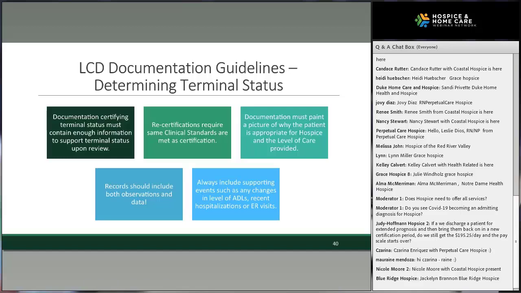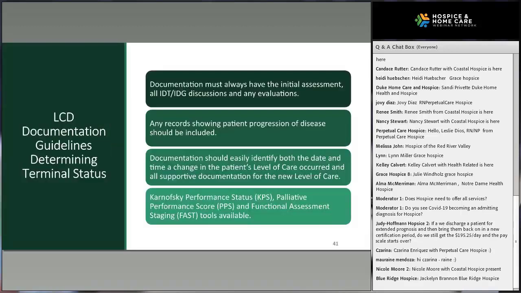Records should include both observations and data. Always include supporting events such as any changes, especially in the level of ADL activity and what a patient is able to do. If there has been a hospitalization or an ER visit, which we do know can occur while a patient is on service. We try to discourage ER visits, but that does happen now and then. So it's important to pay attention to that as well.